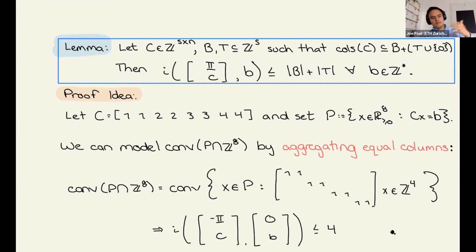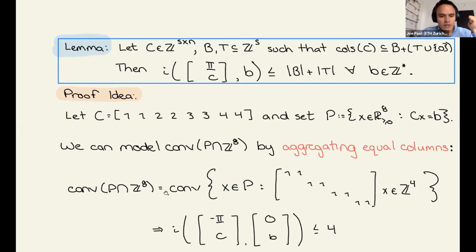So it's kind of a folklore result that if you want to model this integer hull, you can do so by aggregating equal columns. So what do I mean by that? Well, these integrality constraints take the first 2 columns, which are equal, and require that x1 plus x2 is integer. This is what I mean by aggregation of equal columns, and so on and so forth. We take every set of columns that are equal, and we require that the sum of these variables is integer.